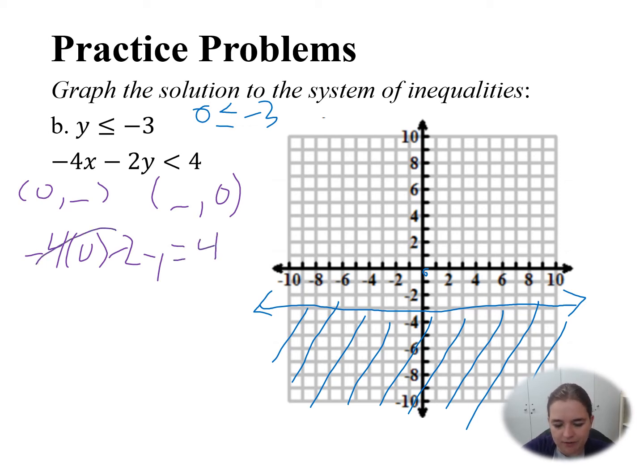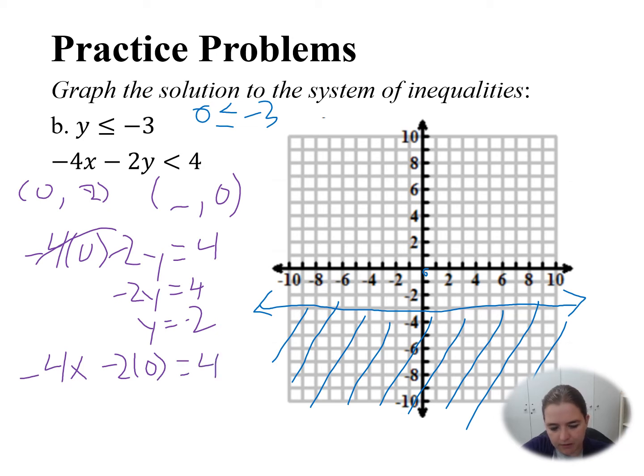When I do that, that piece goes away, and I get -2y equals 4, so y equals -2. So for my first half, I have an ordered pair of (0, -2). Now for the second half, I'm going to do the same thing, but I'm going to plug in 0 for y. So I get -4x minus 2 times 0 equals 4. That winds up with -4x equals 4, so x equals -1. So on this one, I have (-1, 0).